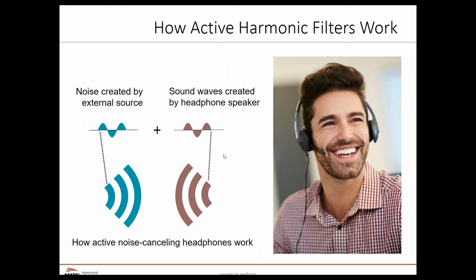A good comparison for active harmonic filters is noise-canceling headphones. With noise-canceling headphones, to cancel the lower frequency portions of an audible noise, like jet noise when you're on a plane, noise-canceling headphones use active noise control. They have a microphone that measures ambient sound. A small speaker generates an audible waveform that is exactly equal to but out of phase with the ambient sound to cancel out the undesirable noise.